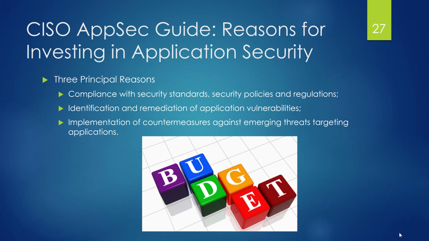And we're going to really look at each of these three principal reasons why you invest in application security. So we'll have kind of one slide that talks about security standards. You've got to do this because of all these standards that are out there. We'll have a couple of slides that talk about identification and remediation of vulnerabilities and all of the mechanisms you have to put into place to make that happen. And then we'll finish up by looking at implementation of countermeasures and controls against emerging threats that are targeting different types of applications. So let's go back and start with that first one, looking at compliance.